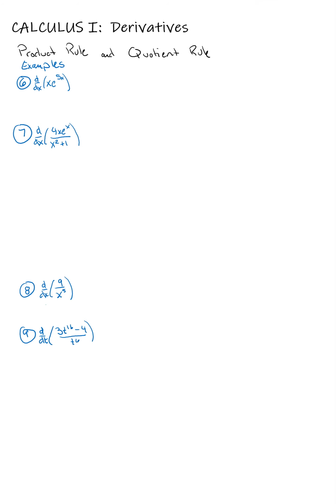Guys, this is Professor Janacek, and I want to go over a few more examples of finding derivatives using the product rule and the quotient rule. Here we have example number 6. We've got d/dx of x e to the 5x.